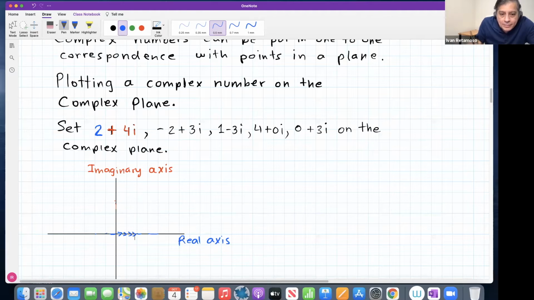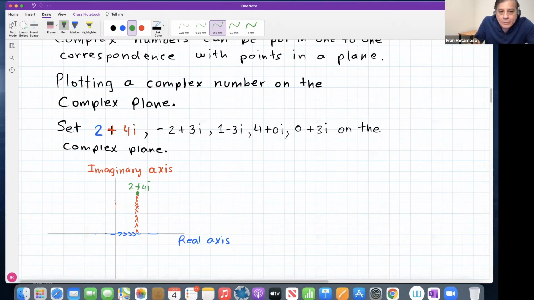For the real part, you use the x-axis. For the imaginary part, you use the y-axis, right? That's the agreement. So then going up 4 units, 1, 2, 3, 4, you end up here, right? And this should be the point which mathematicians associate uniquely with this complex number 2 plus 4i, right? You follow, guys?